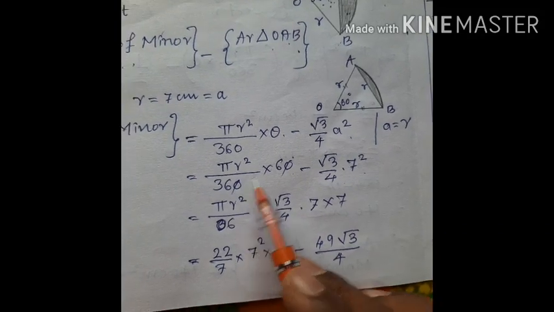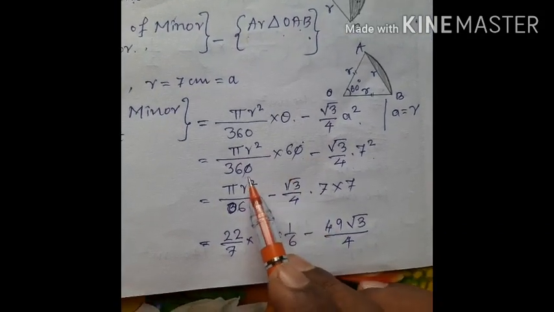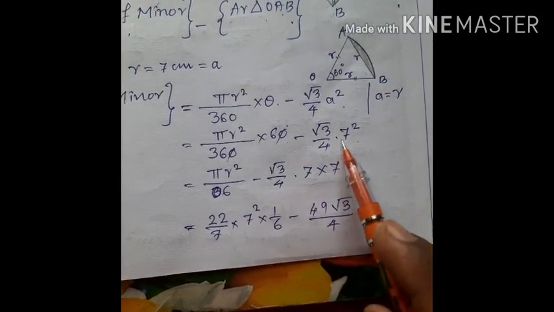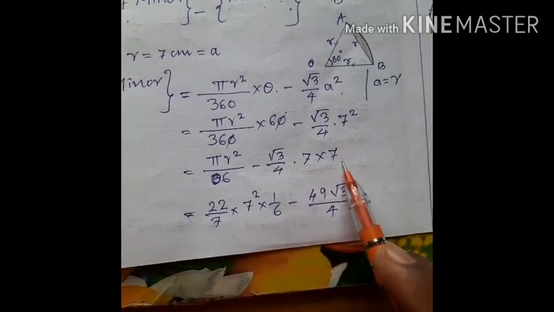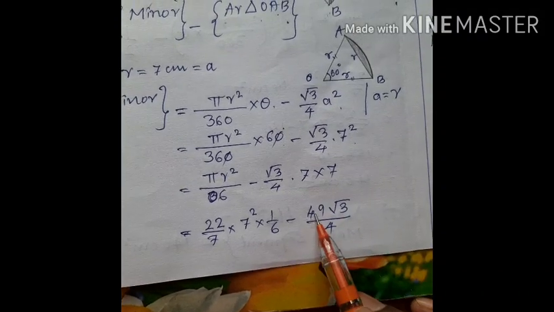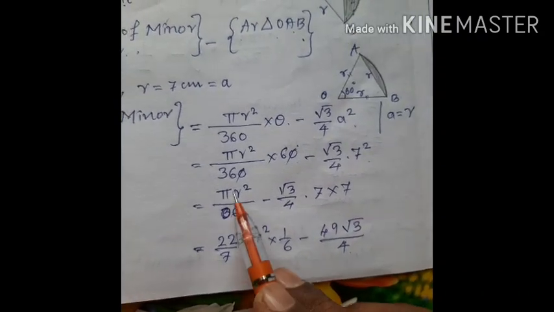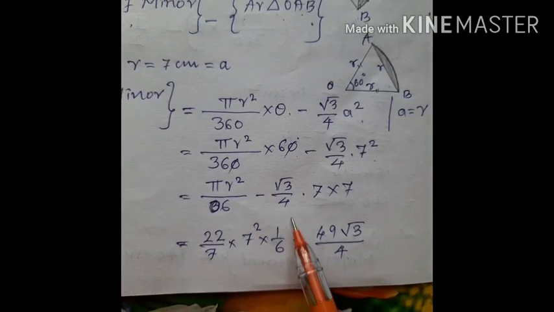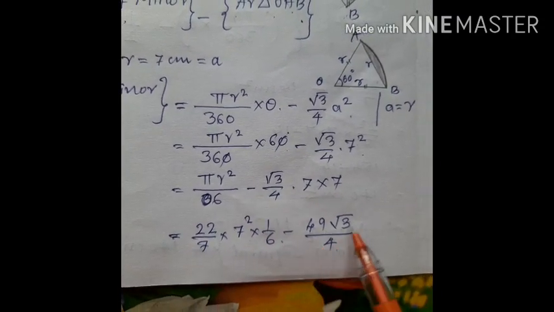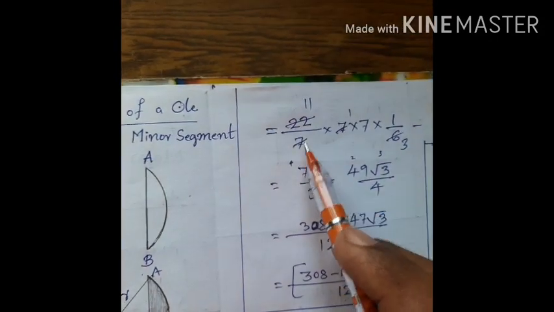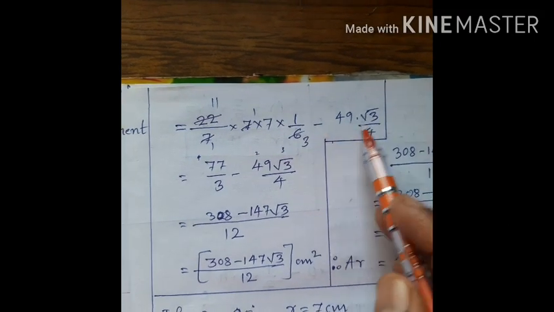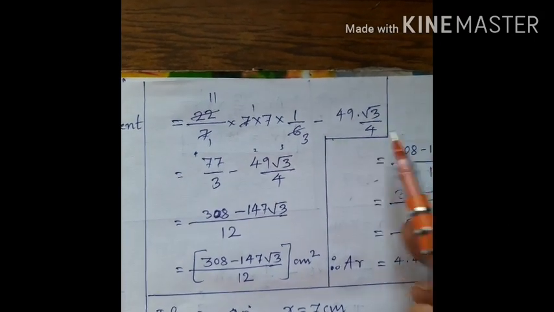Here the zeros get cancelled, 6 ones are 6, 6 sixes are 36, therefore pi r square by 6 minus root 3 by 4, 7 square is 7 into 7. Here 7 sevens are 49, therefore 49 root 3 by 4, and here pi is 22 by 7 into radius square, which is 7 square, into 1 by 6 minus 49 root 3 by 4. Then 22 by 7 into 7 into 1 by 6 minus 49 into root 3 by 4.